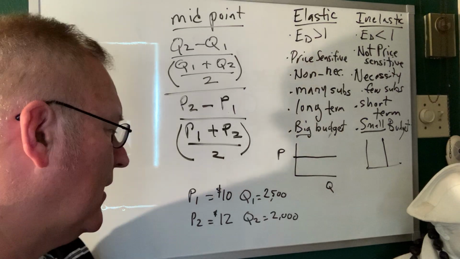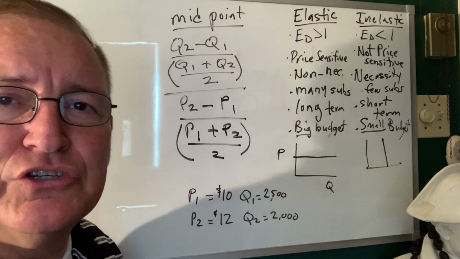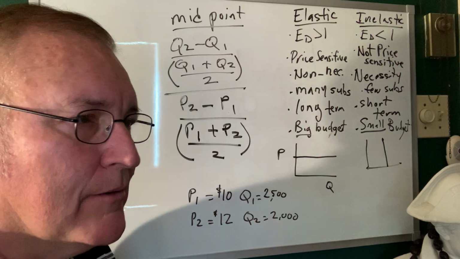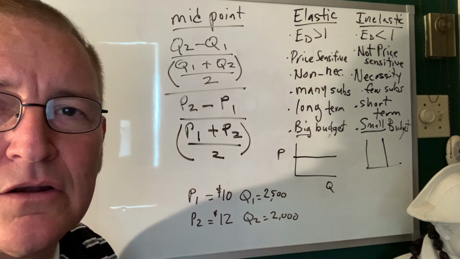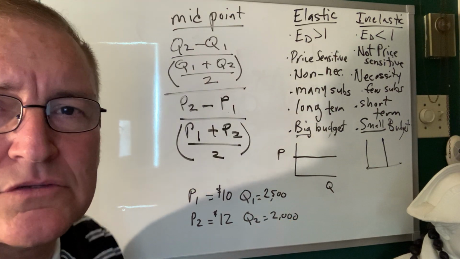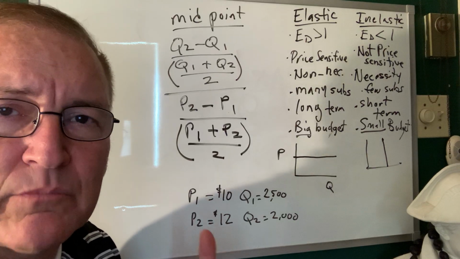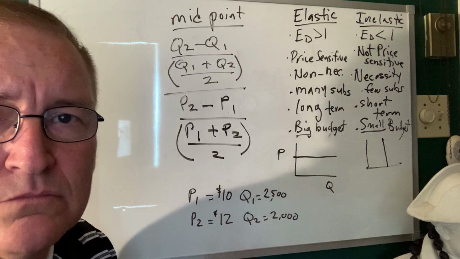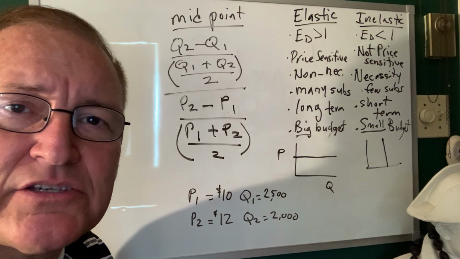So let's talk about burritos, okay? Let's say when the price of a burrito is 10 bucks for your little food truck, then in a weekend's worth of burritos, you sell about 2,500 burritos in a weekend, okay? So that becomes price one and quantity one, right? Let's say you raise the price to 12.